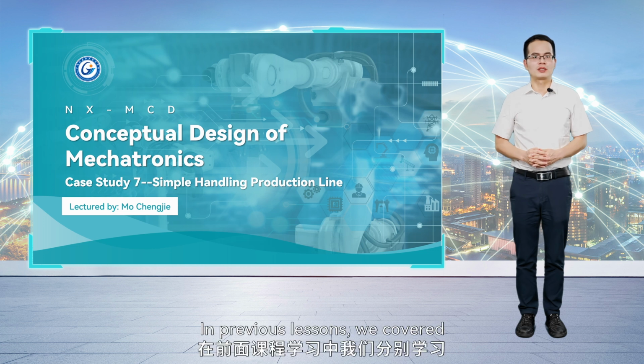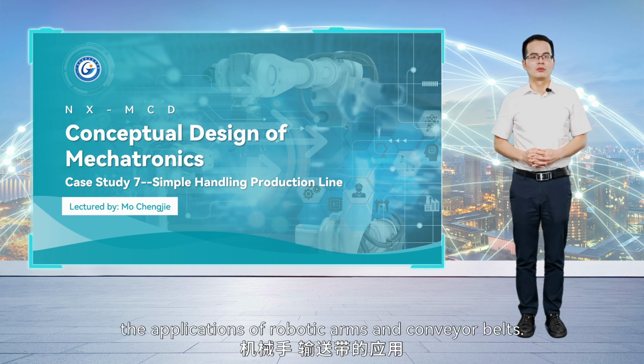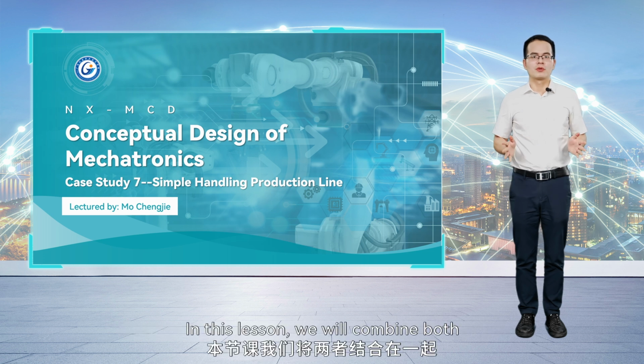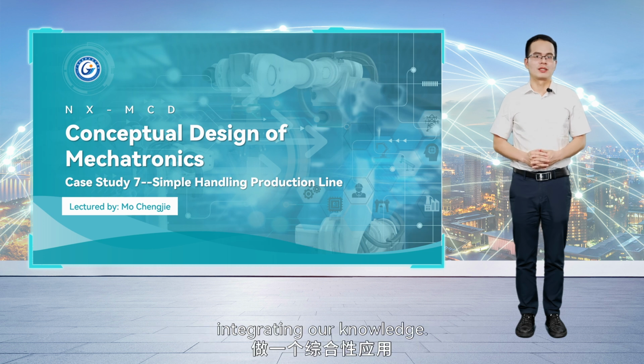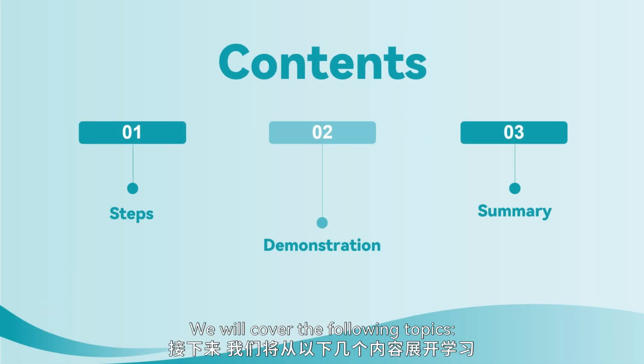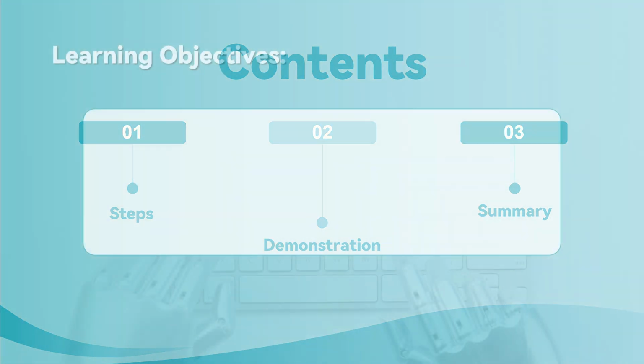In previous lessons, we covered the applications of robotic arms and conveyor belts. In this lesson, we will combine both to create a simple production line scenario, integrating our knowledge. We will cover the following topics.